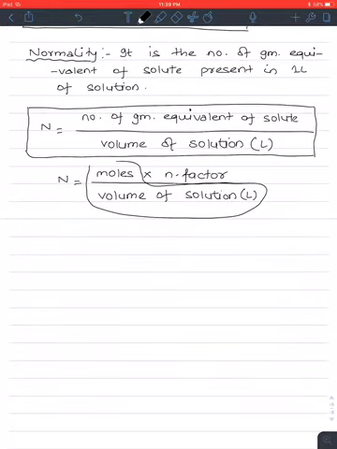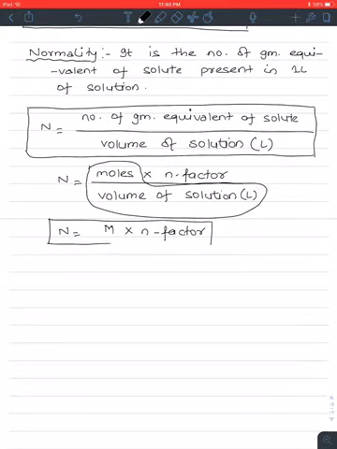And moles upon volume of solution in liters, if you remember, is molarity. So normality is molarity into N factor. This is another relation between normality and molarity, that normality is equal to molarity into N factor.